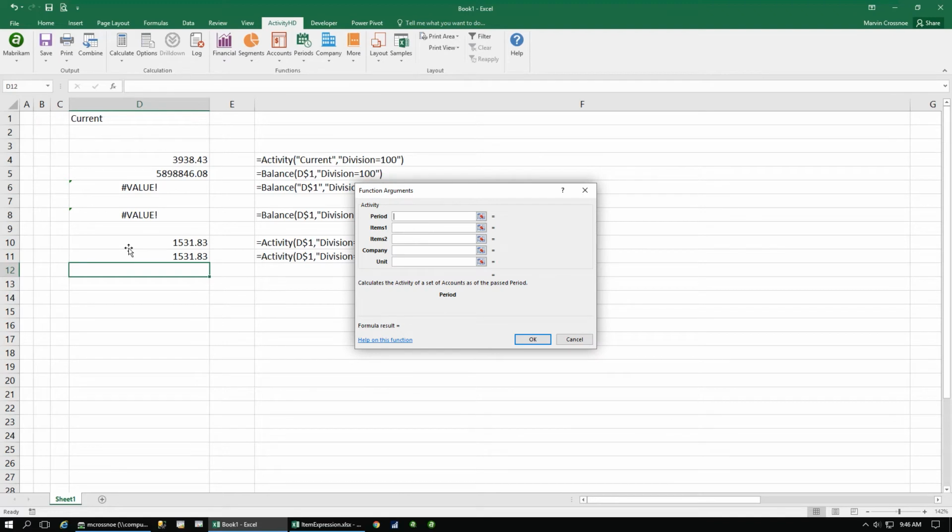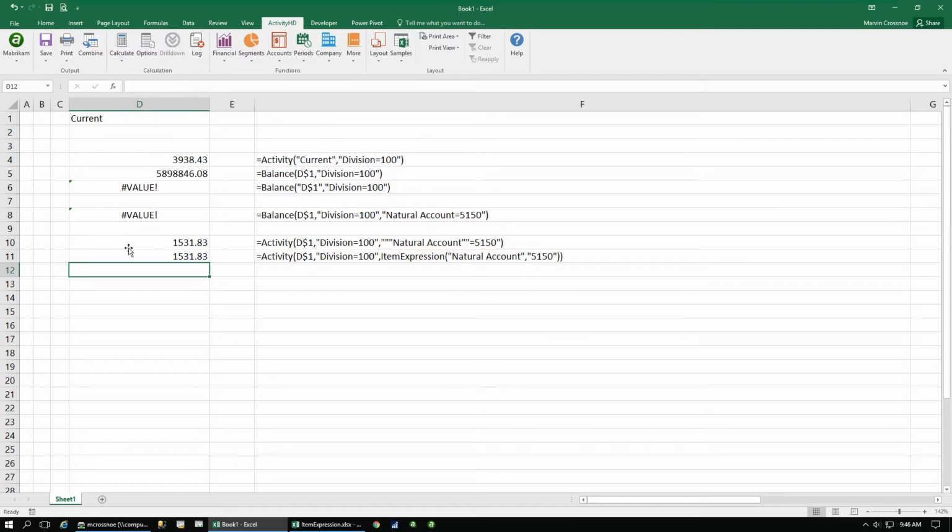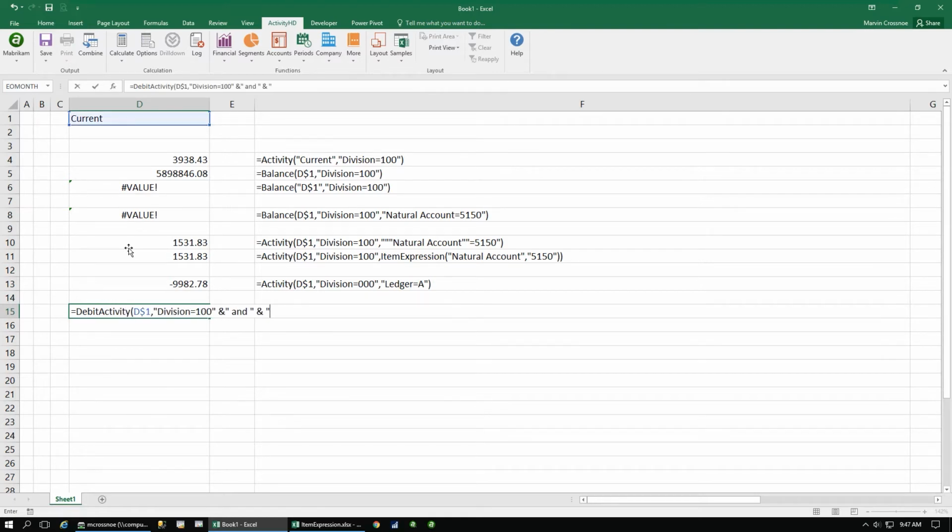The ItemExpression function has been enhanced to take more than two arguments. There are two parameters in the numerical financial functions that are labeled as item 1 and item 2. These parameters are meant to supply filters to limit the accounts used in the calculation. When we have only two criteria to limit by, a simple construction could be like this. However, we frequently need to limit by more than two criteria. For example, division equal 100, natural account equal 5150, department equal 00, ledger equal A.